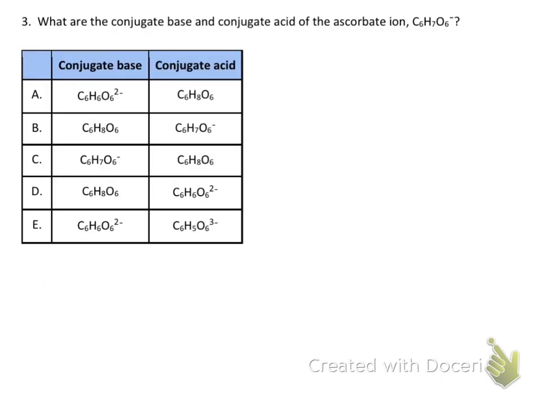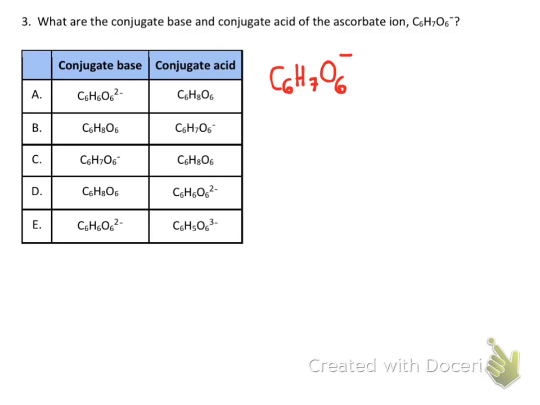This question challenges us to find the conjugate acid and conjugate base of the ascorbate ion. Ascorbate is C6H7O6-. So let's just do the more long-winded version of this first, and then we'll do the really quick way that you can answer a question like this. So the long way is to write out the actual chemical reactions that this can undergo. So here we have our ascorbate ion, C6H7O6-.